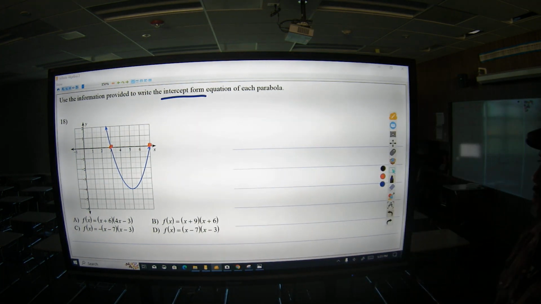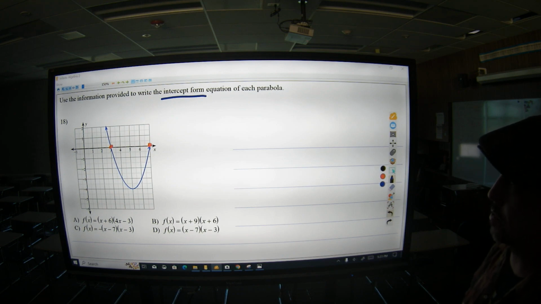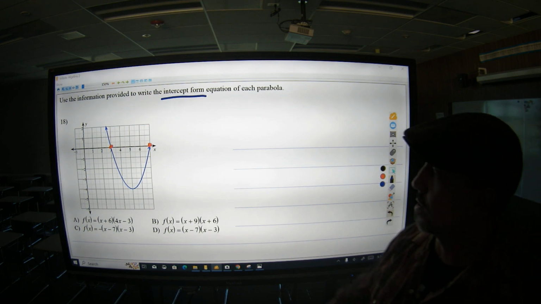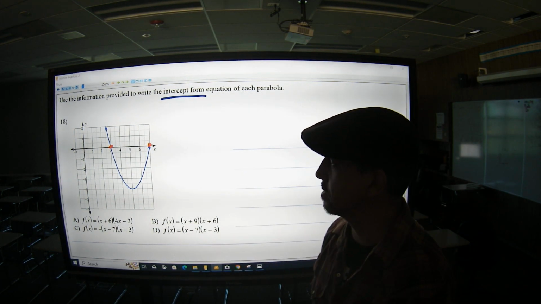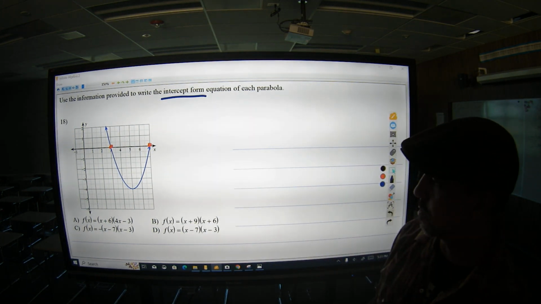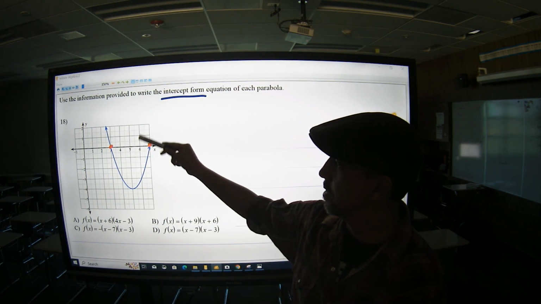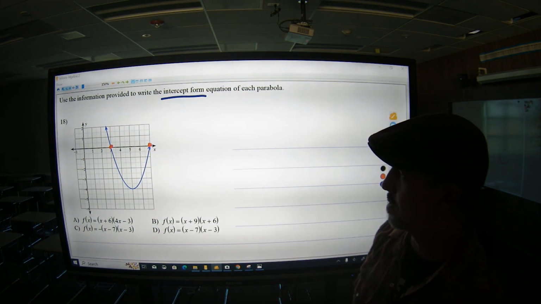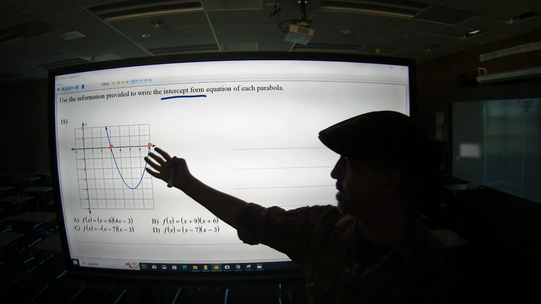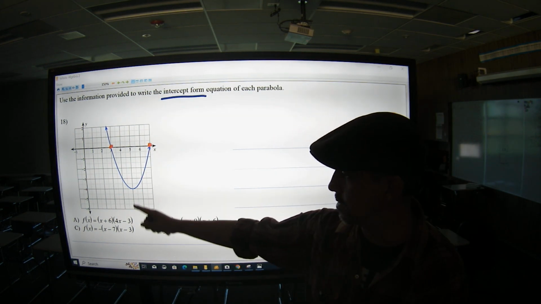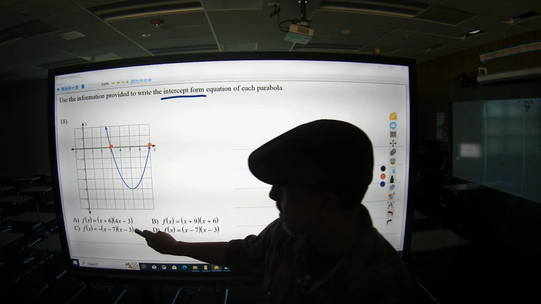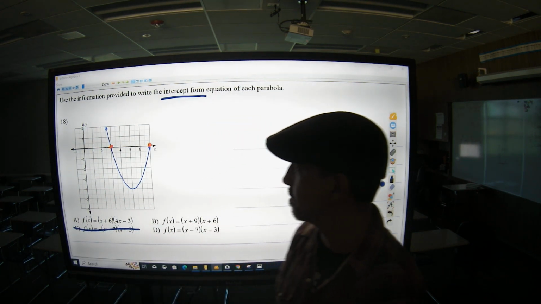Intercept form is helpful for when we're trying to find where our graph, our parabola, crosses the x-axis. Again, a quadratic function is going to make the shape of a parabola. We have our happy faces and our sad faces. In this case, I see a happy face, so I know it's certainly not a negative one, so we could cross out that one.